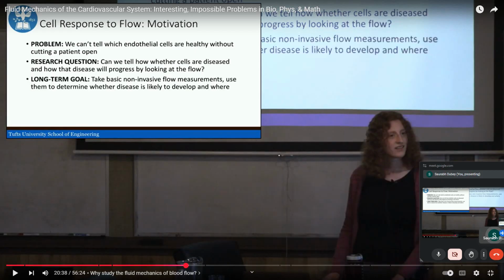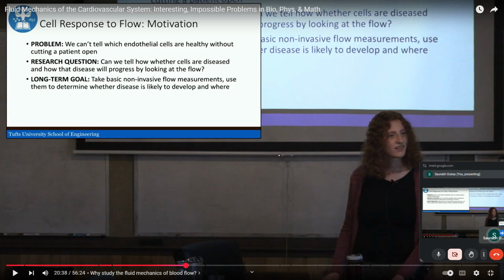So cells respond to the flow. It means we can't tell which endothelial cells are healthy without cutting a patient open, okay? So the research question is, can we tell whether cells are diseased, and how that disease will progress, by looking at the cell and at the flow, right?